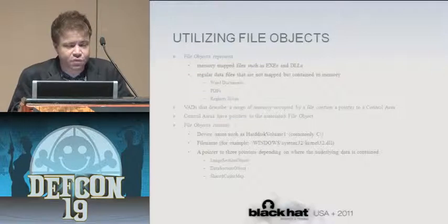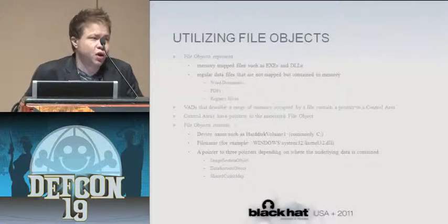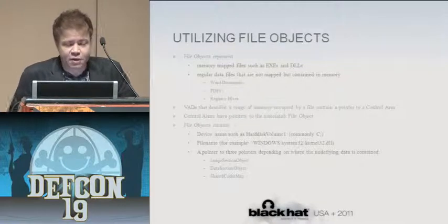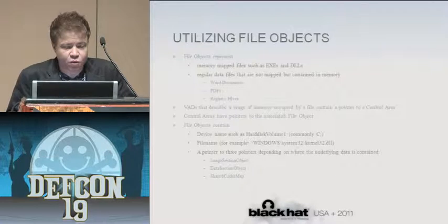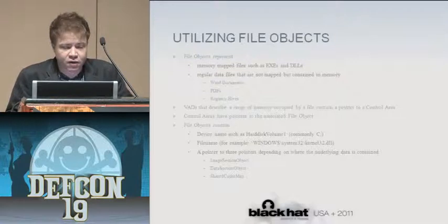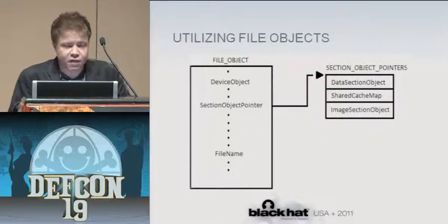Now, file objects contain some useful data, including the device name. That would be things like HarddiskVolume1, as you see in this example. You could then translate that for the OS in question, or for your host. That's probably C: or whatnot. Also, it'll contain the file name itself. And then the thing that we're going to talk about today is this table of three pointers, depending on where the file data is actually backed up. So the three things we're going to look at are image section objects, data section objects, and shared cache map. Here's a graphical representation of a file object.